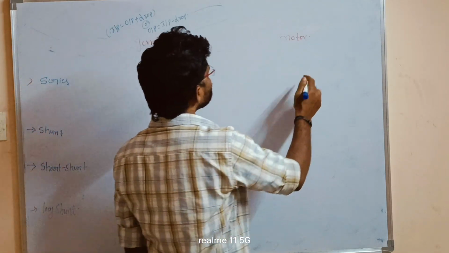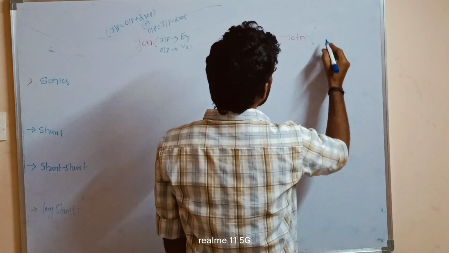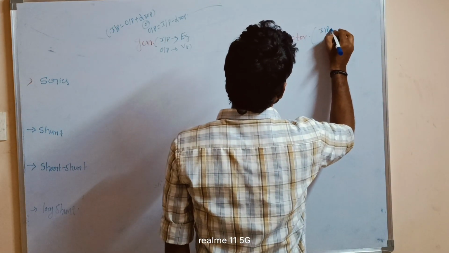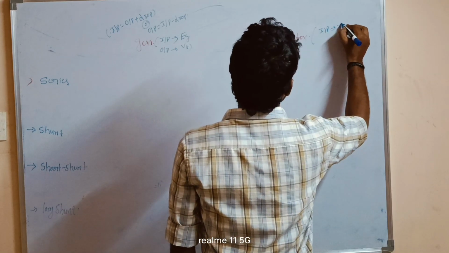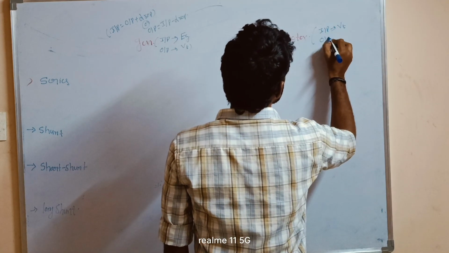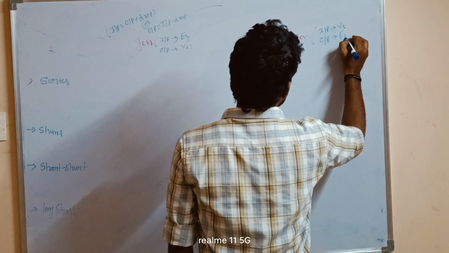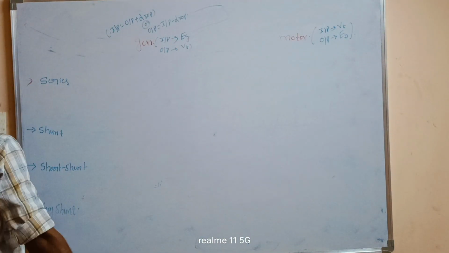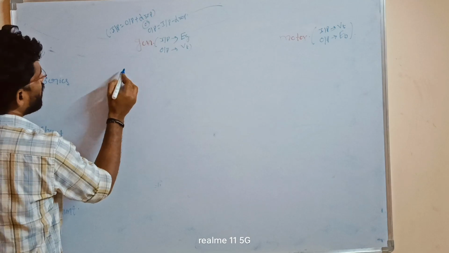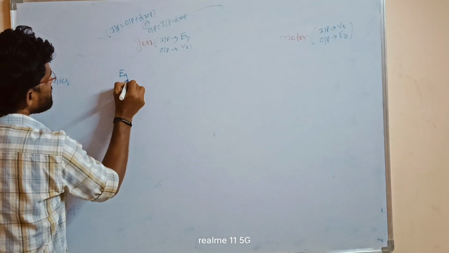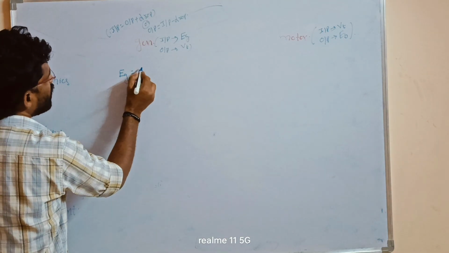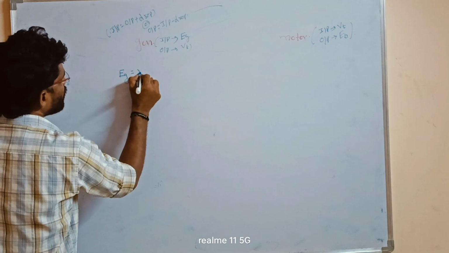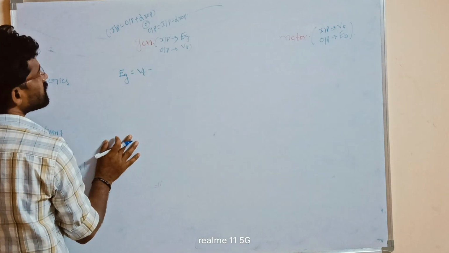In a motor, the input is the terminal voltage, and the output is the generated voltage, that is the back EMF. First, for the series generator, we can follow EG is equal to input, and output is equal to VT. So what are the drops here?